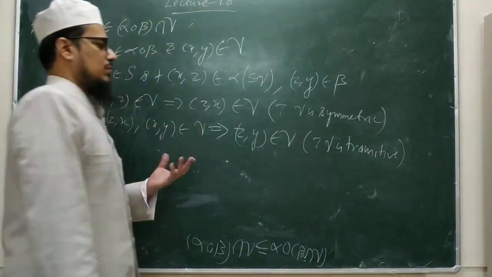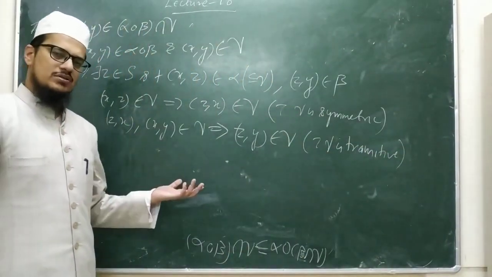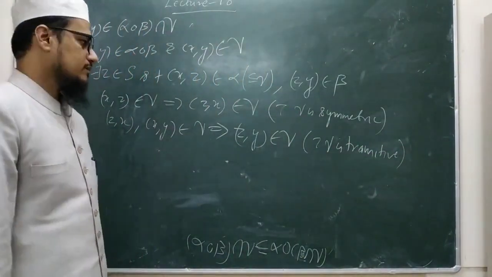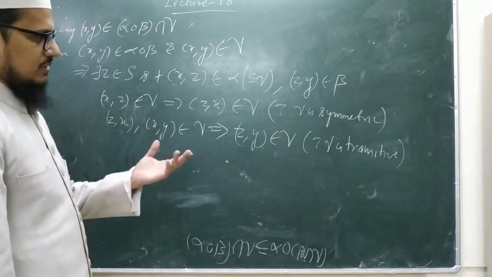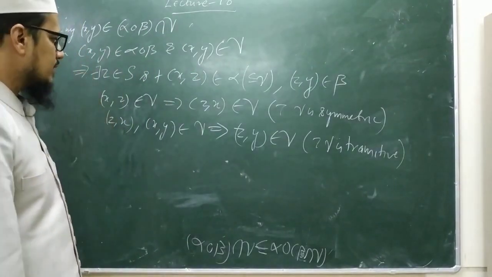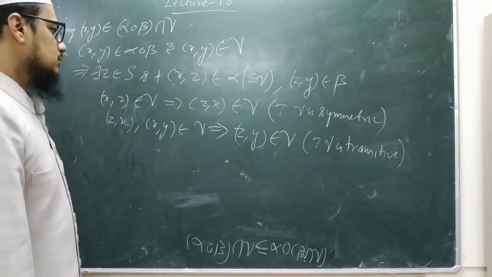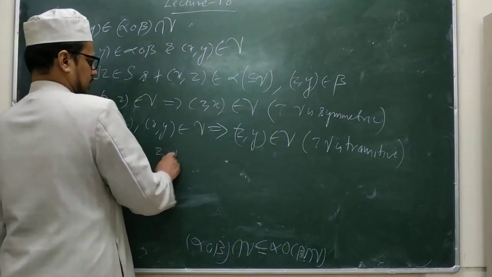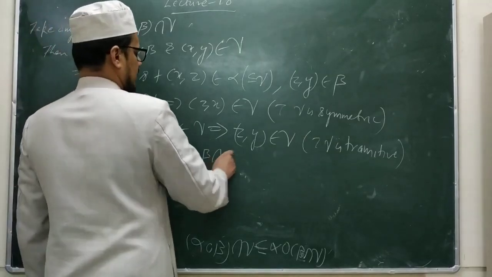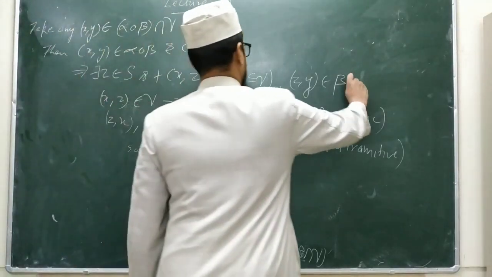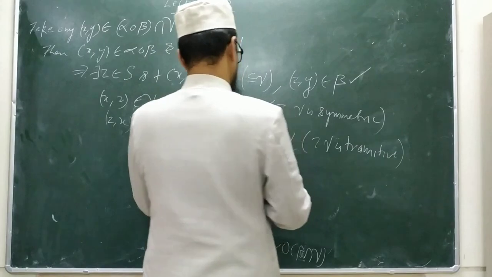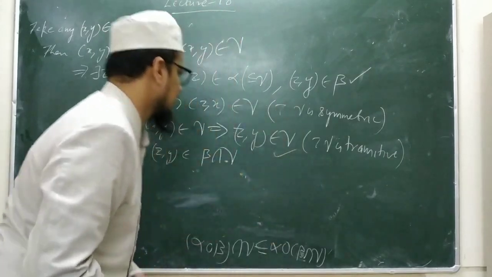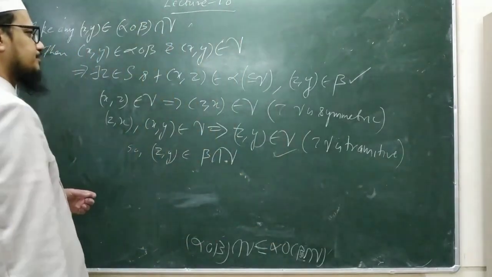See, gamma is basically a congruence. Being a congruence, it is also an equivalence, and being an equivalence, it is transitive. So z comma y is in gamma. So z comma y is where? It is in beta intersection gamma, because z comma y is in beta, z comma y is in gamma, so z comma y is in beta intersection gamma, correct?